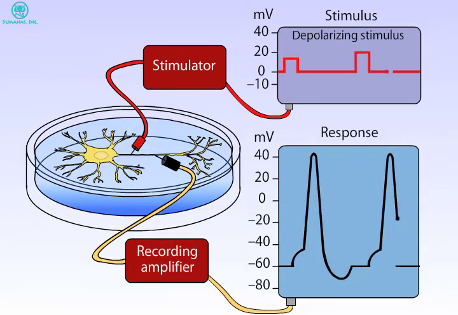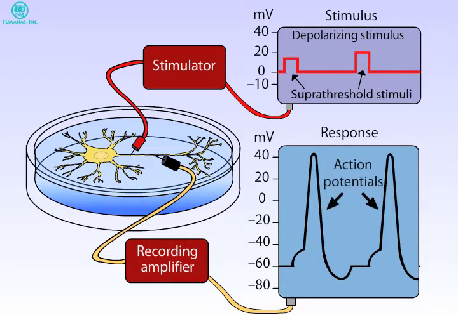Note that the action potential is an all or none event. Once generated, its amplitude does not vary as a function of the size of the preceding stimulus. Any suprathreshold stimulus will produce an action potential of similar amplitude and duration.